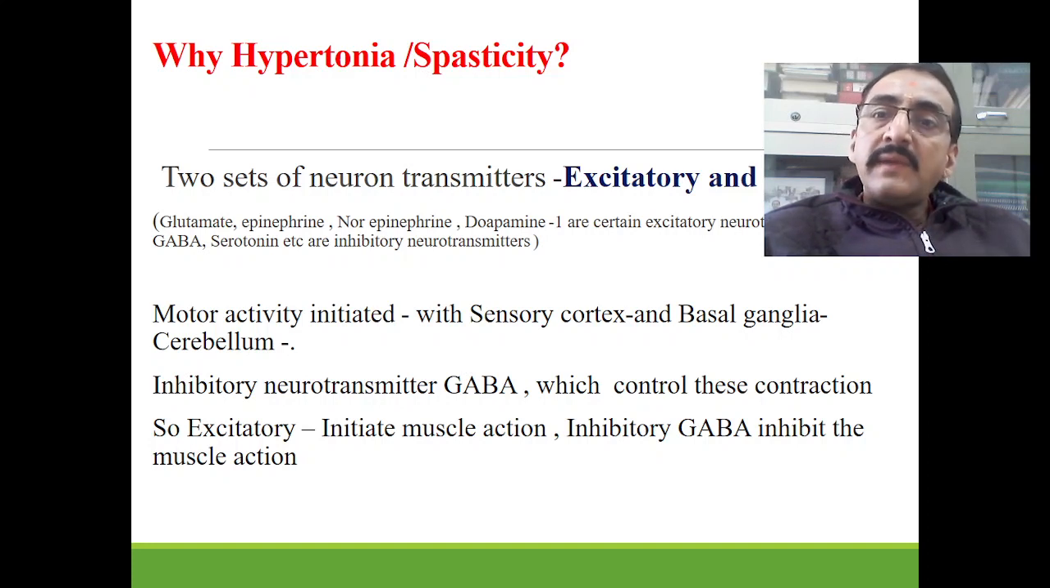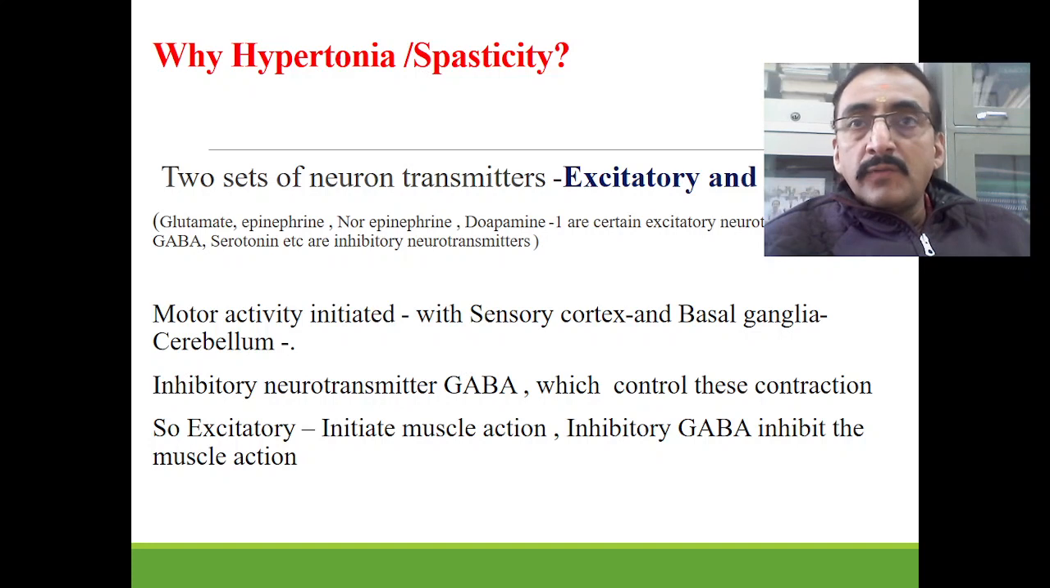Similarly, there are some inhibitory neurotransmitters. What is the function of these inhibitory neurotransmitters? Inhibitory neurotransmitters are not for the initiation of the function. They are for the inhibition of the function. Suppose I am moving the limb, at one extent I have to stop the movement. Who will get that when I have to stop? That is because of the inhibitory set of neurotransmitters.